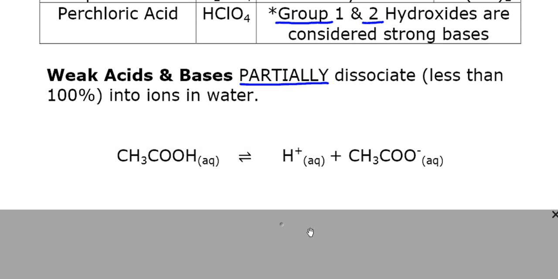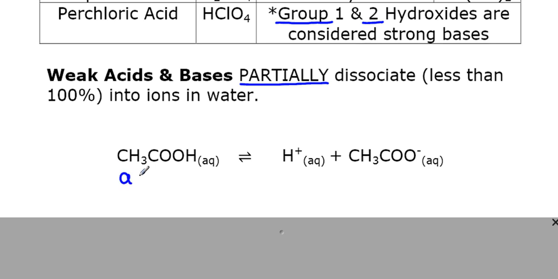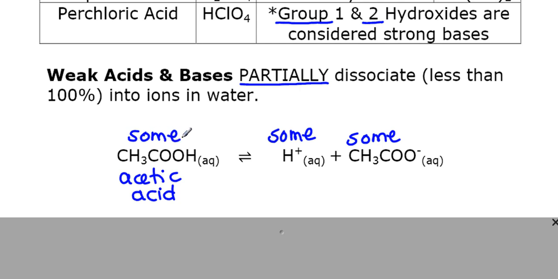This is an example of a weak acid. This is acetic acid. And so when acetic acid dissolves in water, it's going to produce some hydrogen ions. It's going to produce some acetate ions, but you're going to be left also with some acid molecules in the solution. So you have a little bit of the acid molecule, you have some of the hydrogen ion, and you have some of the acetate ion present. A little bit of everything is present.